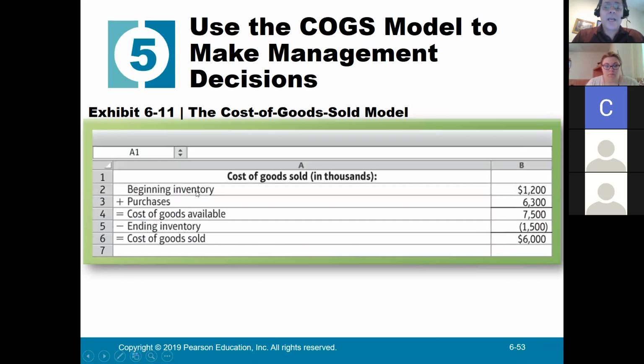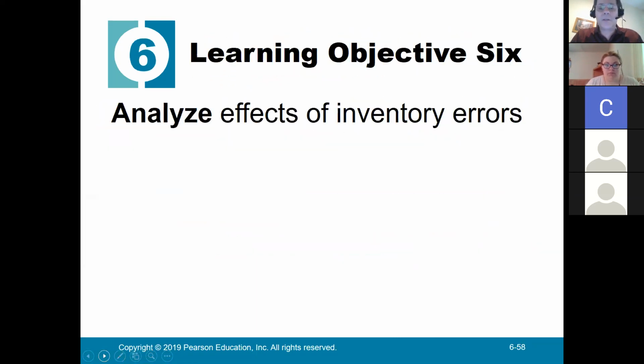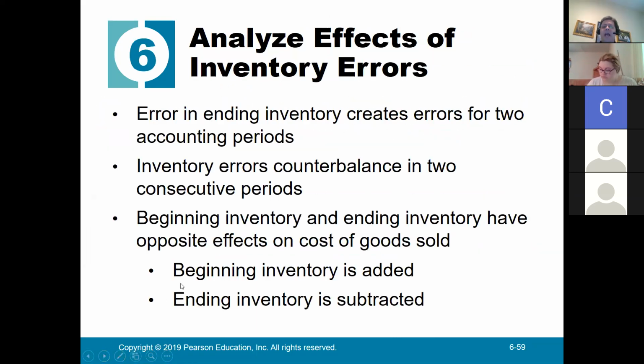Beginning inventory for one year is also the ending inventory for the previous year, right? So a mistake in this inventory number is going to affect this, and it also affected the year before, because it was part of the ending inventory the year before. That's what it means by an error in ending inventory creates errors for two accounting periods, two years.